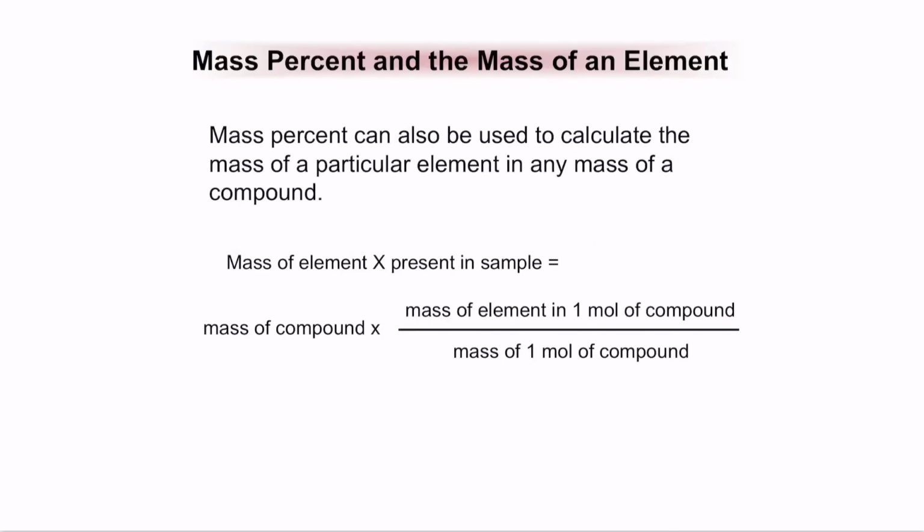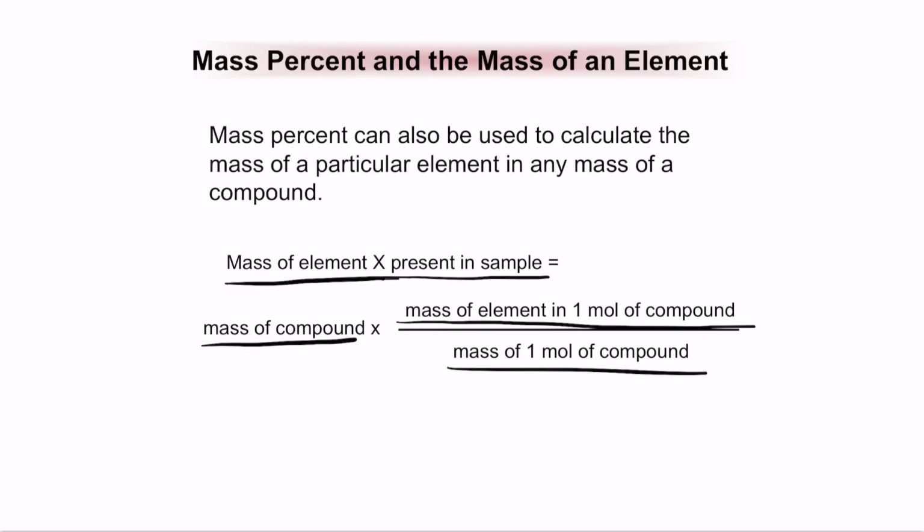So now with the mass percent, one benefit of mass percent is it can help you calculate the amount of element for a given amount of mass. For example, if you take the formula, mass of element times the percent in the sample, the mass of the particular element present in the sample can be given by the mass of the compound times the mass of element in 1 mole by the mass of 1 mole of the compound. So let's take a simple example of this.